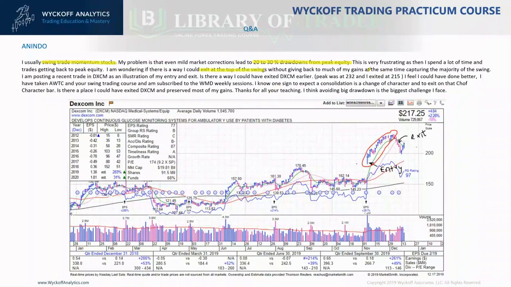much of my gains, at the same time capturing the majority of the swing. I'm posting a recent trade as an illustration of my entry and exit. Is there a way I could have exited earlier? I feel I could have done better. I have taken WTC and your swing trading course, and I'm subscribed to the WMT. I know one sign to expect a consolidation is a change of character. To exit on that change of character bar. Is there a place I could have exited the stock and preserved most of my gains? Thanks for your teaching. I think avoiding big drawdowns is the biggest challenge for me.